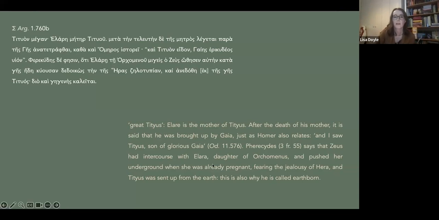So we have great Titius. Alara is the mother of Titius. After the death of his mother, it is said he was brought up by Gaia, just as Homer also relates. So that's your go-to, is relating what Homer says. Pherecydes, he's the author I mentioned a few minutes ago, says that Zeus had intercourse with Alara and then pushed her underground when she was pregnant because he was afraid of Hera being jealous. And then Titius was sent up from the earth after that. So that's why perhaps he's called Earthborn. You'll notice that's line 760 in book 1b.